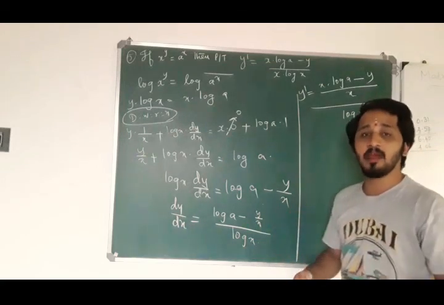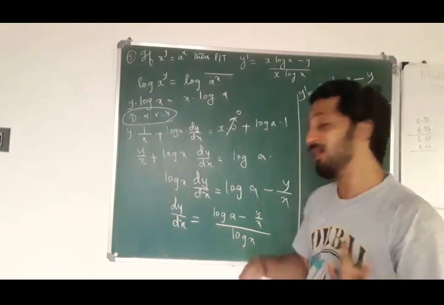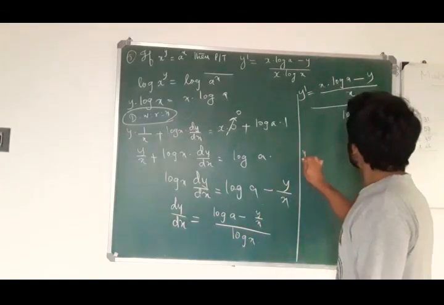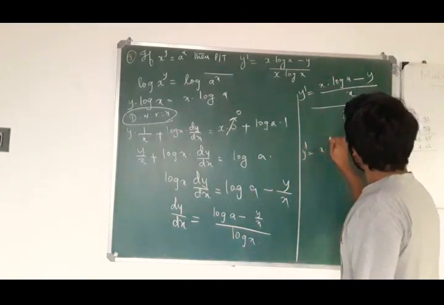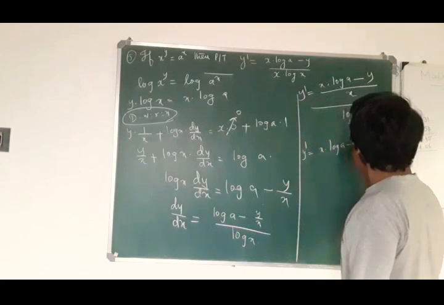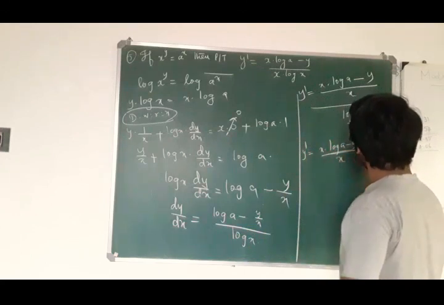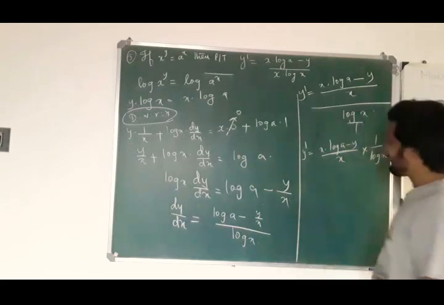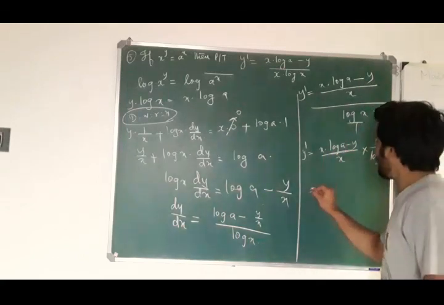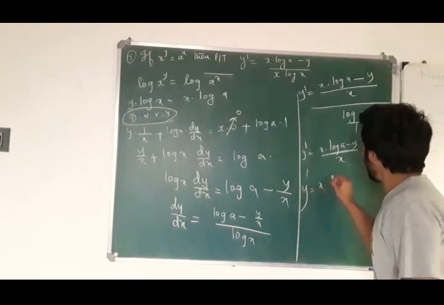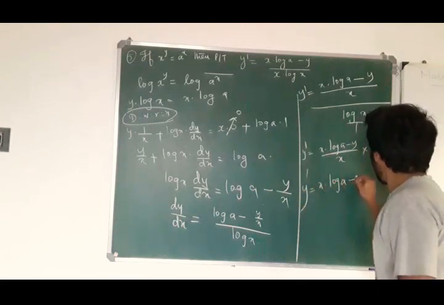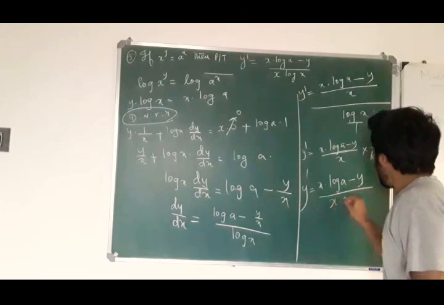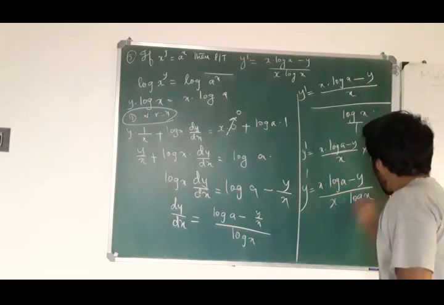A by 1, B by 1, C by 1, 5 by 1, 4 by 1, everything is the same only. So log x by 1. So y dash is equal to x into log a minus y divided by x into 1 by log x. Yes or no? You have got the result. y dash is equal to x into log a minus y divided by x into log x.